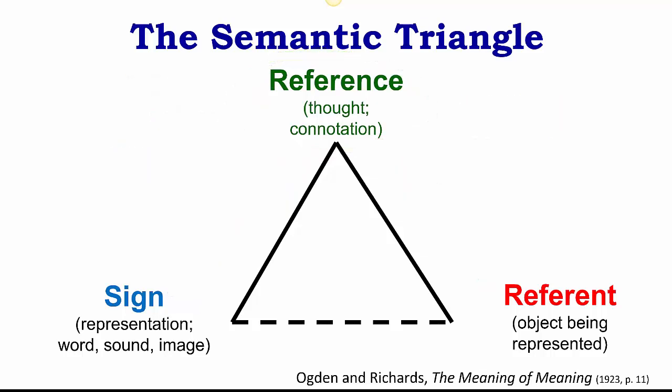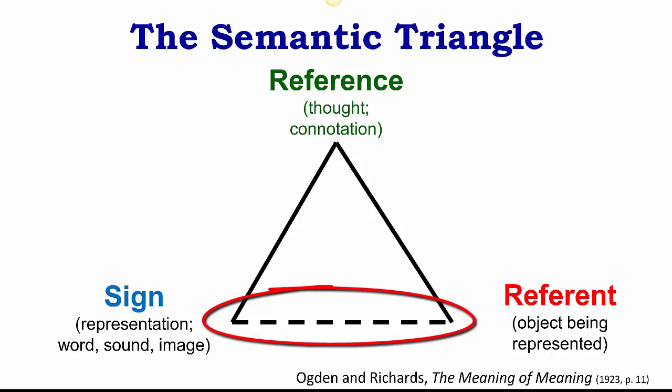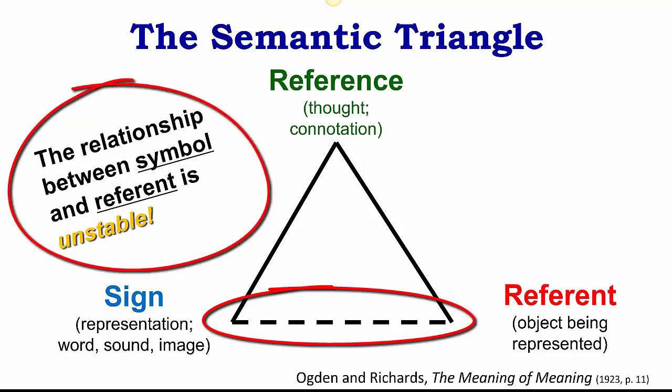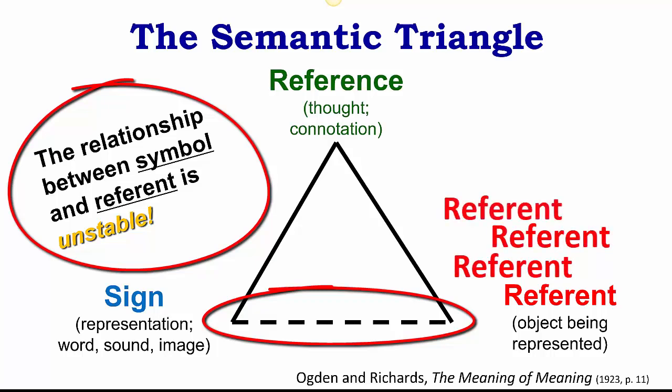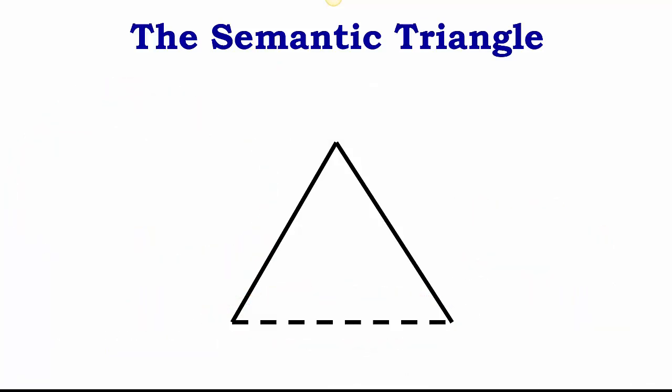Notice at the bottom of the triangle is a dotted line between sign and referent. Ogden and Richards are trying to communicate the idea that the relationship between symbol and referent is unstable. What does this mean? That means that the same sign can be used to represent any number of different referents. There's no one referent for any particular sign. So, an example of this.